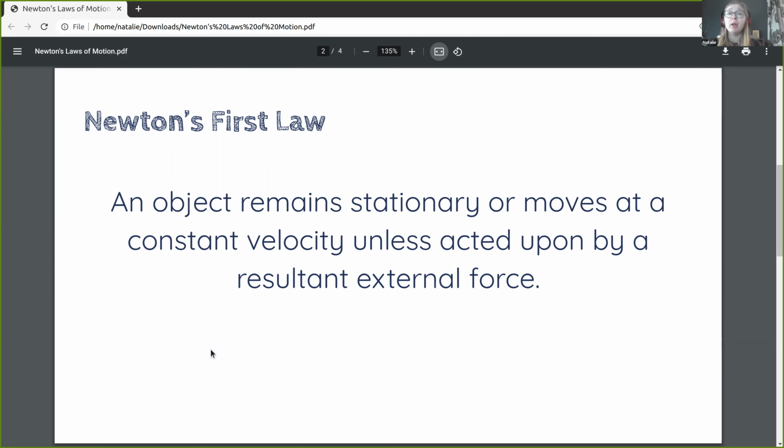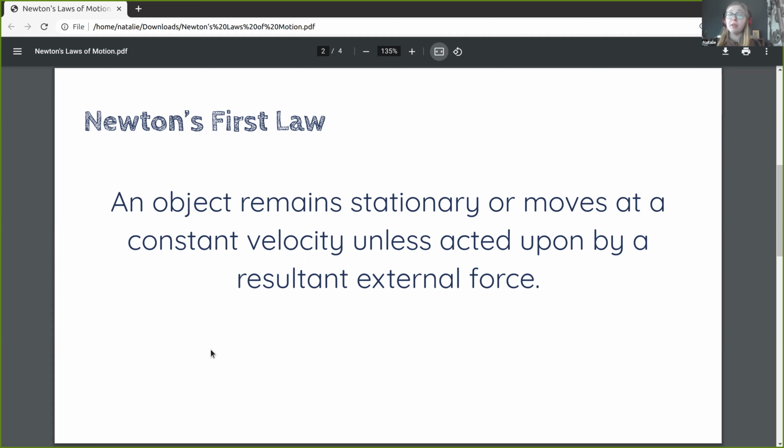So Newton's first law is that an object remains stationary or moves at a constant velocity unless acted upon by a resultant external force. And we should hopefully all be really familiar with this. We're surrounded by objects all the time that are just as they are. They're not moving, they're not randomly leaping off the table. And that's because there is no resultant external force acting on them. Things accelerate, i.e. they change velocity when we have a resultant force acting on them. Hopefully that's nice and straightforward.